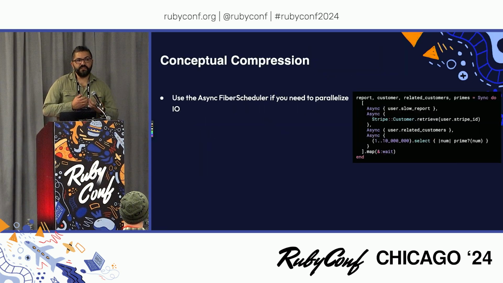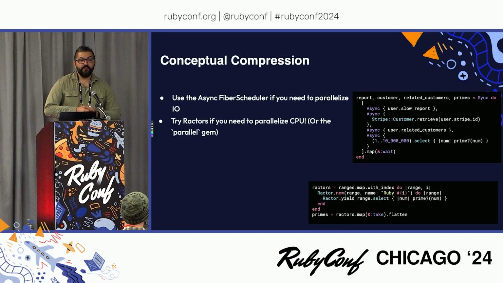And then in terms of a conceptual compression for how to understand which one to use where, I would say whenever you're trying to parallelize I/O within your own code, I would suggest using the async FiberScheduler. The async gem has a really great interface and ergonomics, and because fibers operate more deterministically, it's largely a safer way to write your code and have fewer footguns along the way.